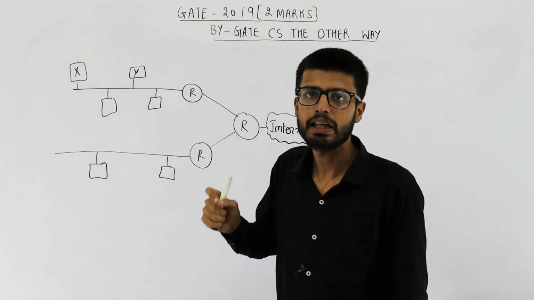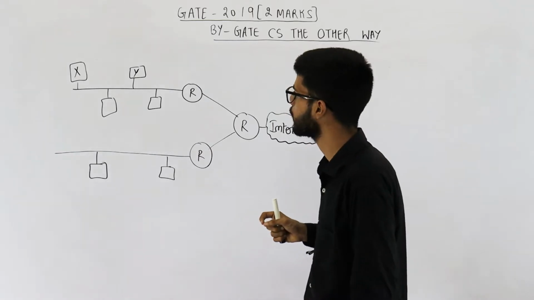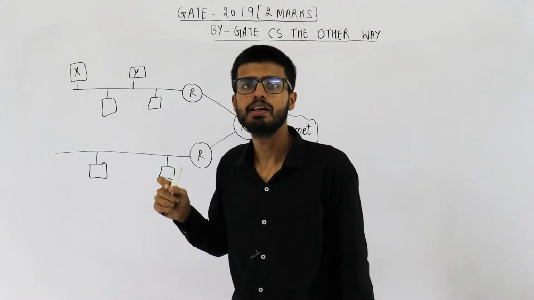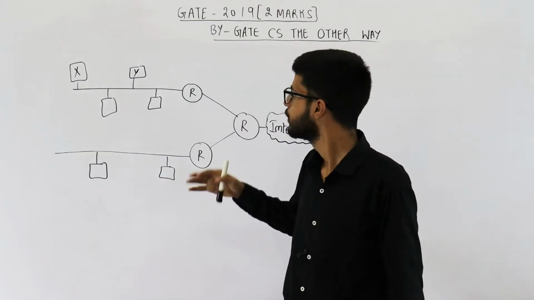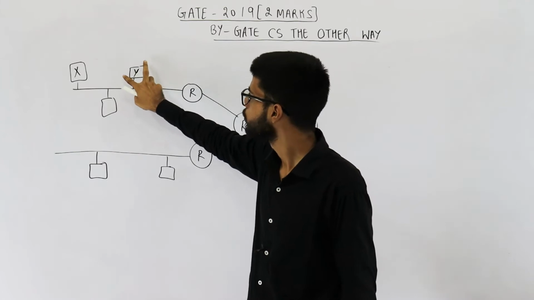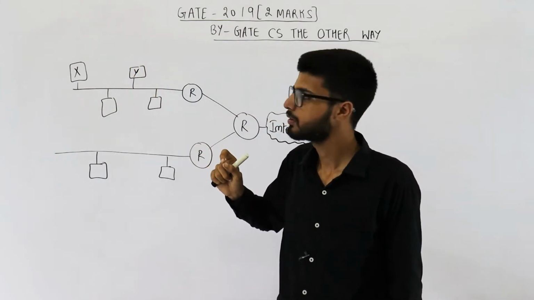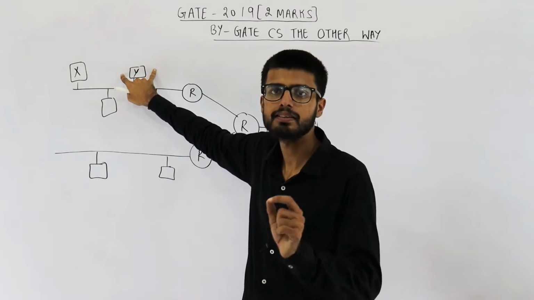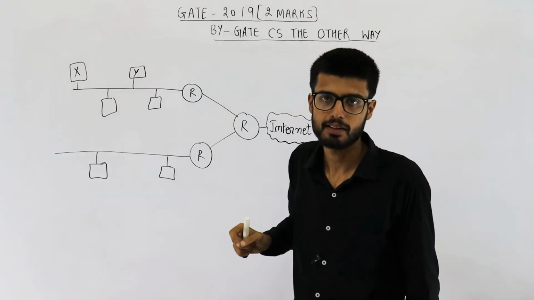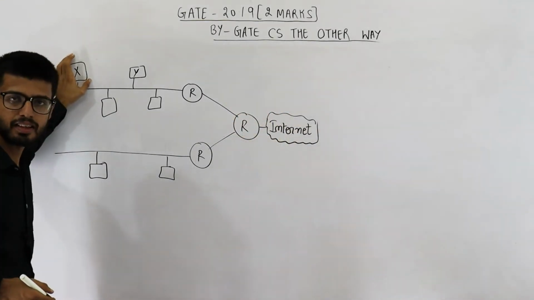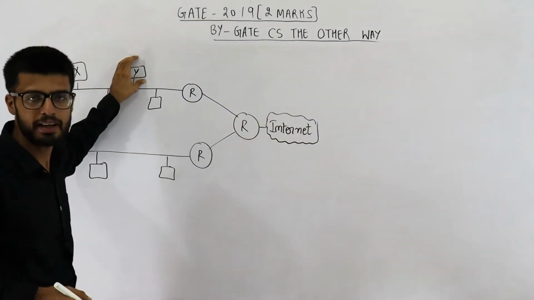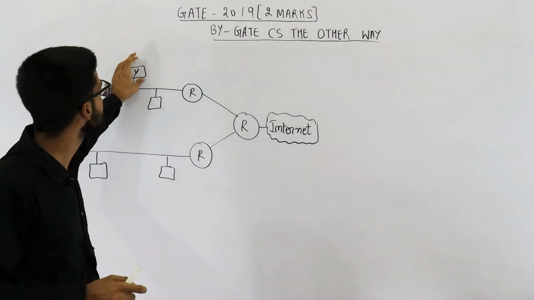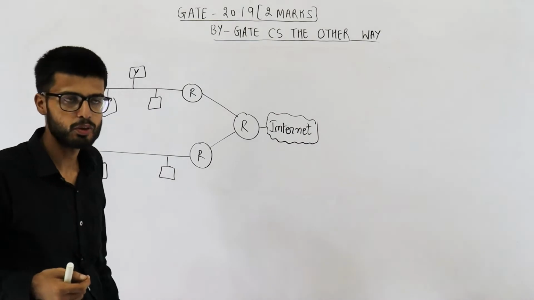X will send an ARP message. ARP stands for Address Resolution Protocol. This protocol is used to convert an IP address into its respective MAC address. So X will send an ARP message saying, I know the IP address of some machine. Please reply back with your MAC address. Now X does not know the MAC address of Y. That means even that ARP message will not be delivered to Y. So what is X going to do?